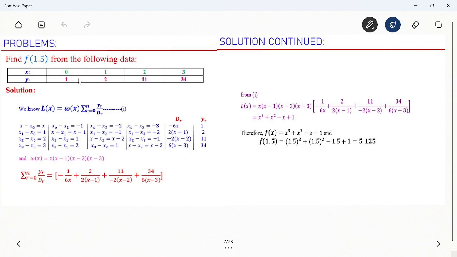Next, we have one problem. We have to find f of 1.5 from the following data. The data set is given, values of x and values of y are both given. This is the Lagrange's interpolation formula, which we already discussed.